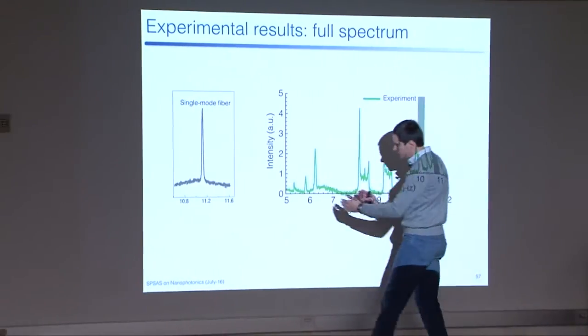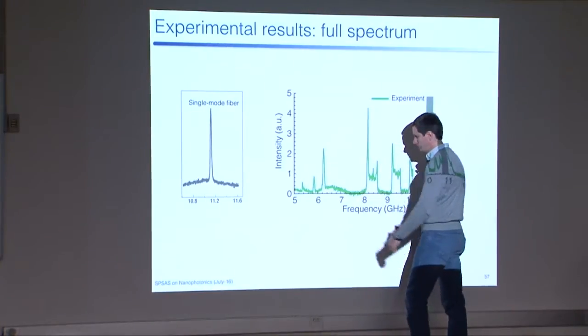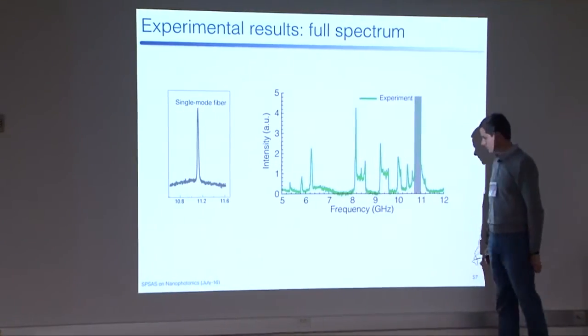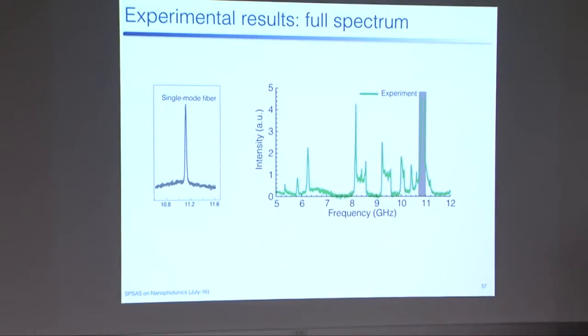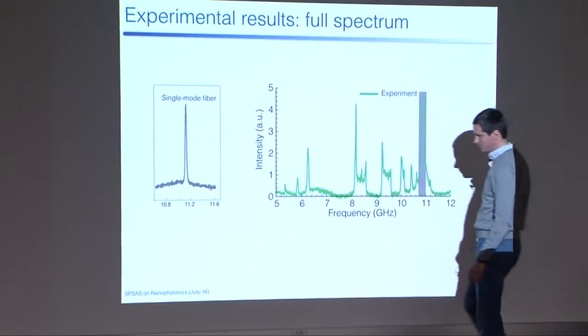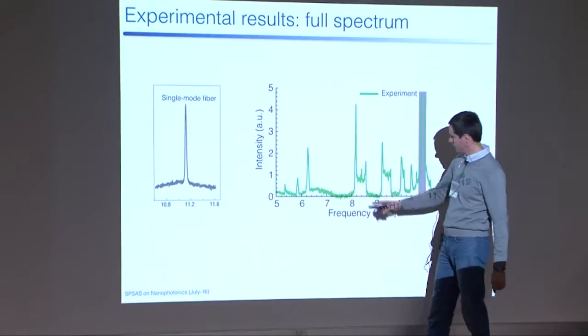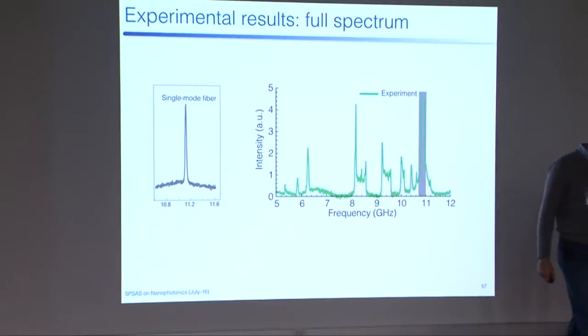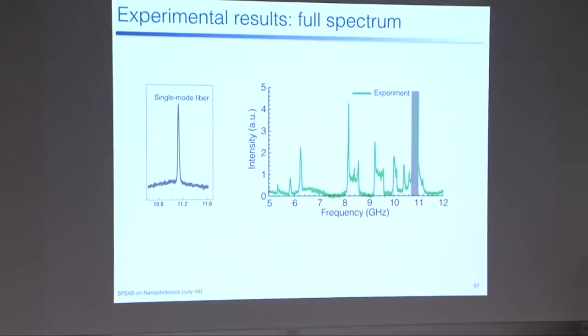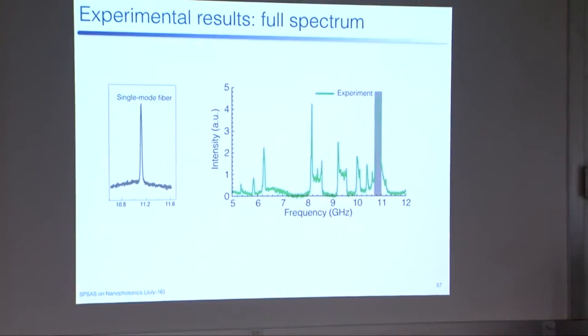Before, I was just showing this, and now I'm showing the whole frequency up to about 12 gigahertz. Remember how many peaks I said we should have? About 6 in theory, right? And we have more. We have 1, 2, 3, 4, I don't know, 5, 6, 7, 8, 9, 10. So there's something else going on here. And it's actually not hard to understand.